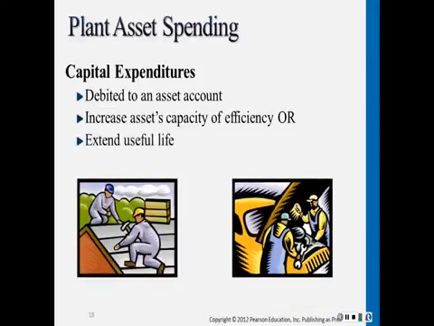Accountants divide spending made on plant assets into two categories: capital expenditures and expenses. Capital expenditures are debited to an asset account because they increase the asset's capacity or efficiency or extend the asset's useful life. An extraordinary repair, such as rebuilding an engine on a 5-year-old truck or putting a new roof on a 25-year-old building, is also a capital expenditure.